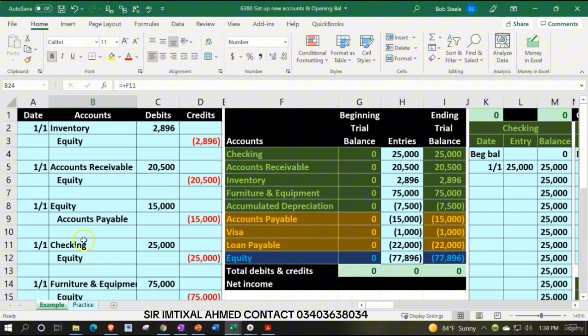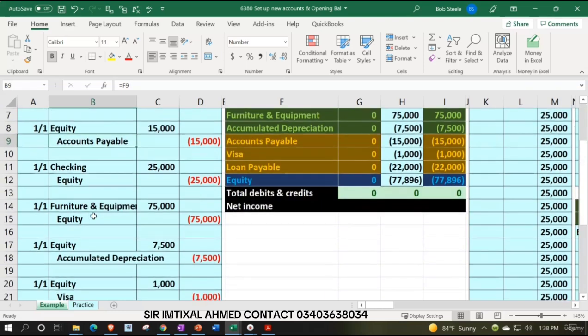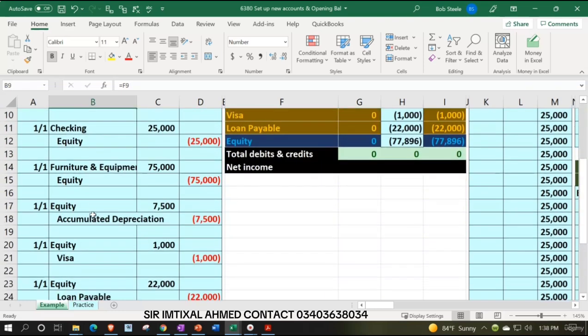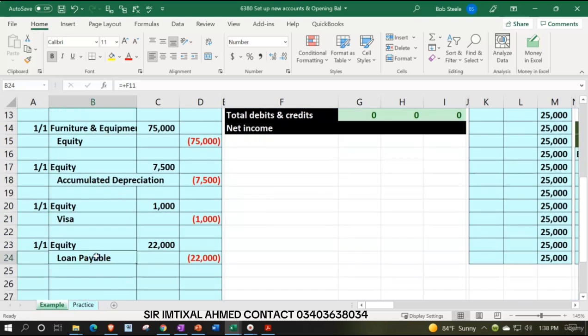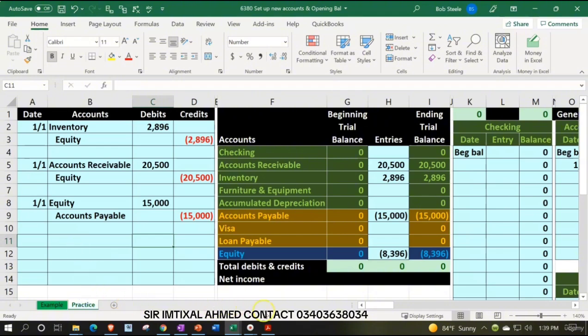In prior presentations, we've been putting in place these beginning balances that have the subledgers, making them a bit more complex, like inventory, accounts receivable, and accounts payable. Now we're going to be entering transactions that should be easier to enter, given that we don't need as many subledgers for them: the checking account, the furniture and equipment, the accumulated depreciation, Visa account, and loan payable. So we're going to go back to the practice tab and add these items in.